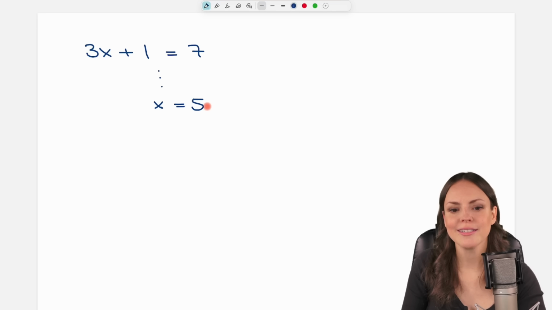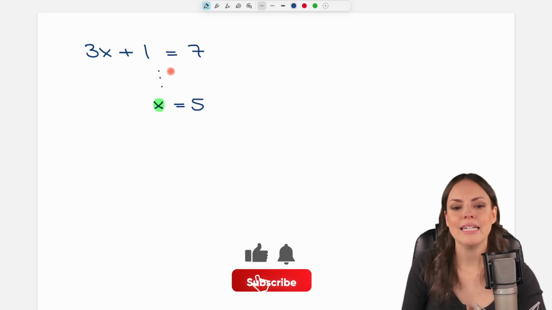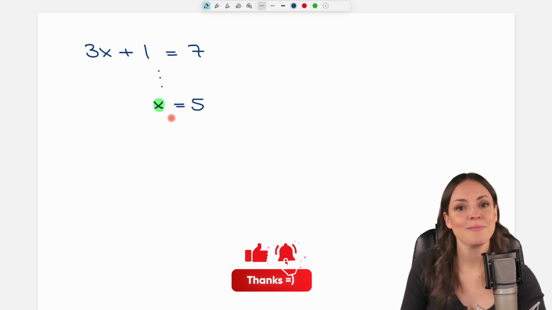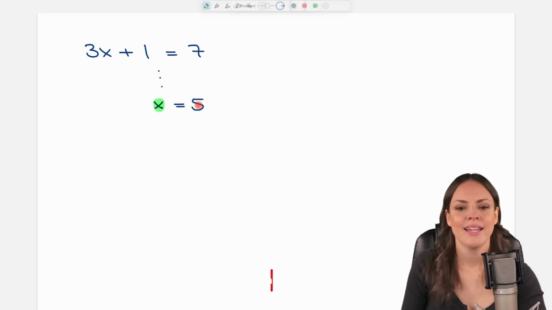I don't know yet, but just as an example, we need x by itself on one side of the equation and a number on the other side of the equation. This is the goal. The question is, how can I get there?